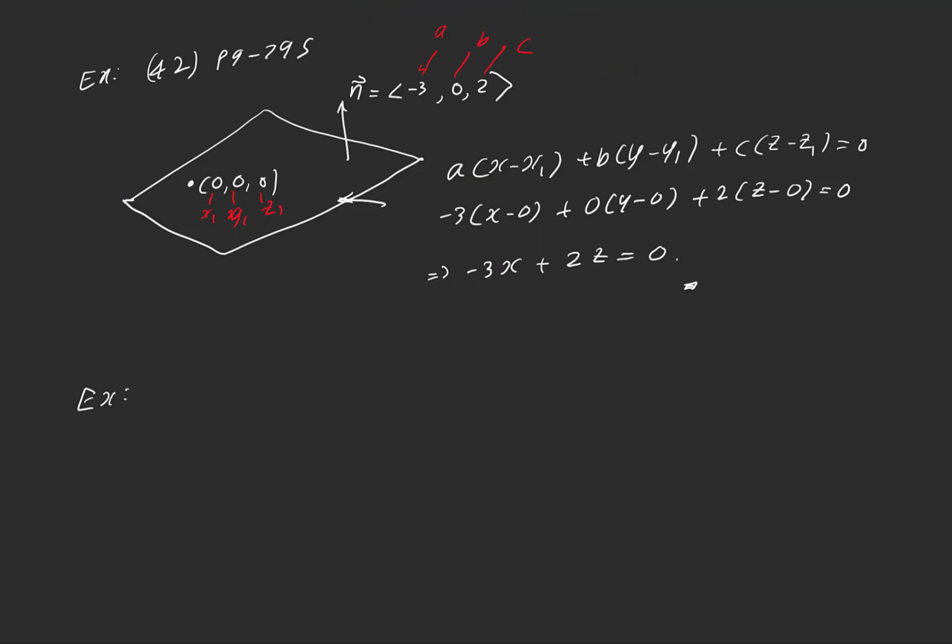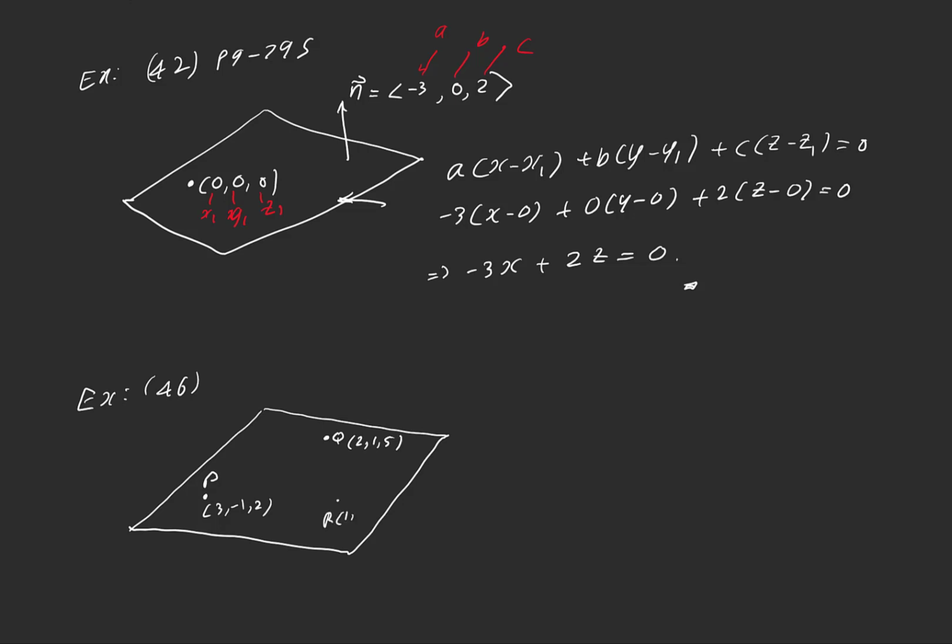Next example, problem number 46. There are 3 points on this plane: P is (3, -1, 2), Q is (2, 1, 5), and R is (1, -2, -2). We know 3 points on the plane. Then how do we find the equation of this plane?